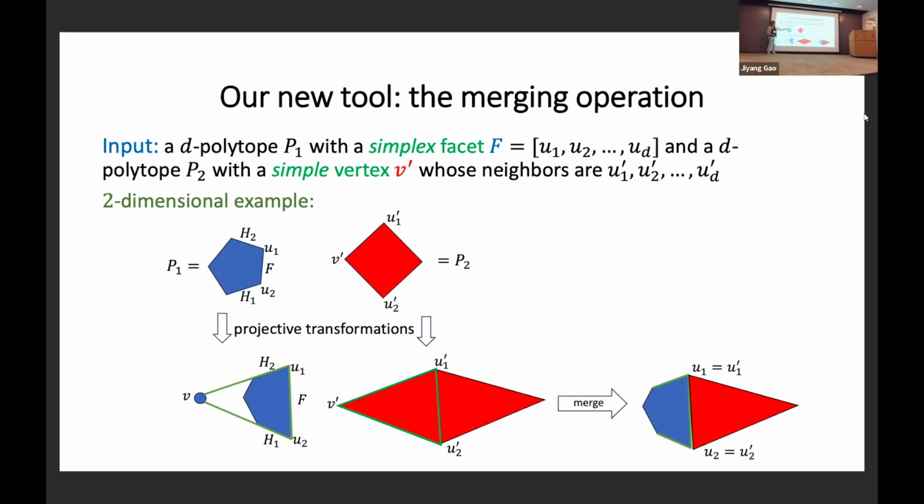So the goal is to apply a projective transformation so that after that transformation, my entire polytope is contained in the simplex determined by F and its adjacent facets. It's very well known that such a transformation exists. Now, once I have that simplex, I can look at v prime and its neighbors. They also form a simplex, and so there is an affine transformation that will make this simplex congruent to that one. I take that affine transformation and apply it to P2. Now this simplex is a sub-polytope of P2, and what I can do is just replace this simplex with P1. What we get, we call the merge of P1 and P2 along F.